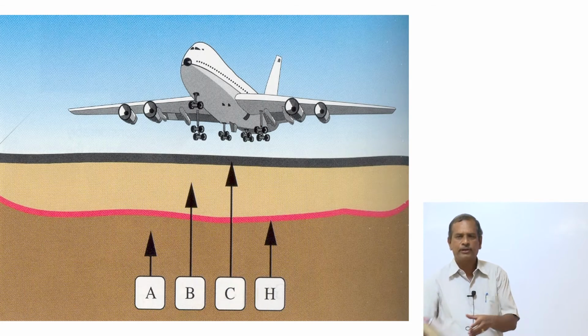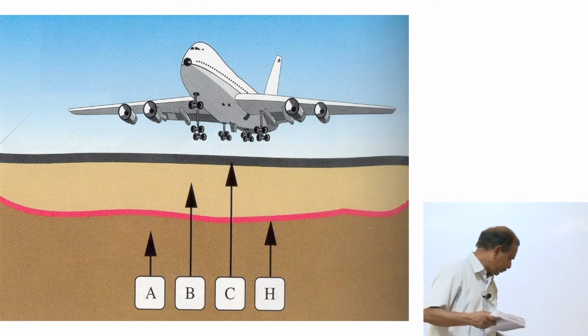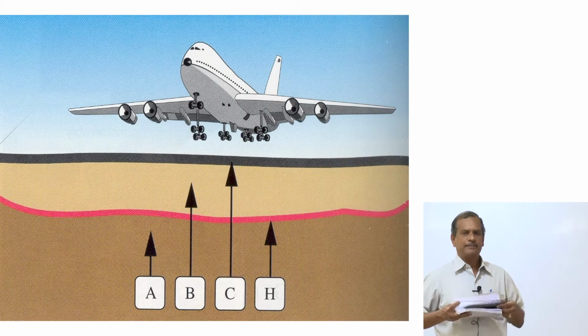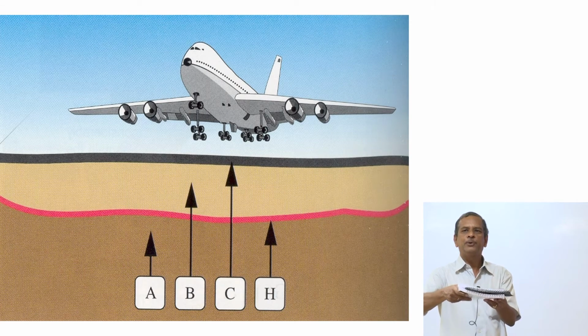So when I have a weak soil which has to be strengthened, what I can try to do is reinforce it by introducing geogrids into it. So the strength of the layer improves significantly.